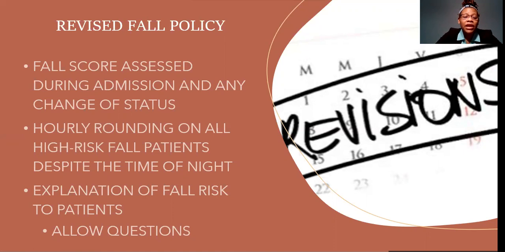The third revision that I made was explaining to patients what fall risk is, what their score means, and all implementations that were to be put into place. Studies have shown that explaining things to patients gives them a sense of involvement in their care, helping them to understand a little better, and that therefore increases their compliance and quality of care. There should always be time for patients to ask questions, and all questions should be answered to the best of the nurse's ability.